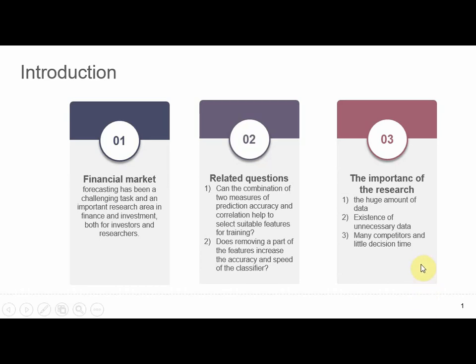The importance of the research: 1. The huge amount of data. 2. Existence of unnecessary data. 3. Many competitors and later decision time.